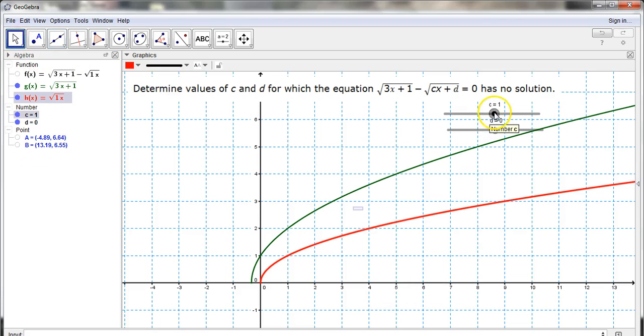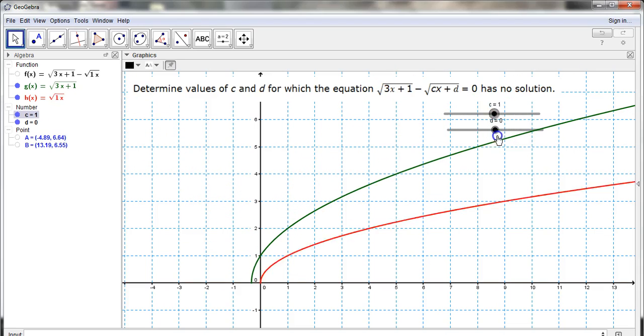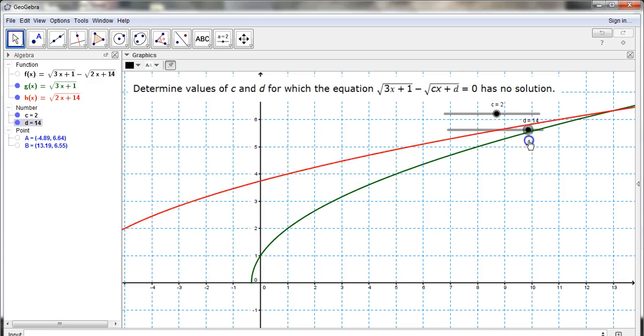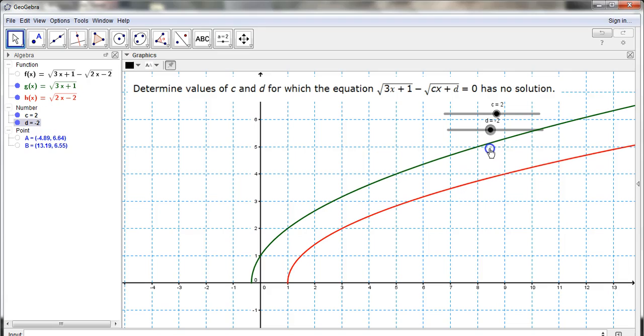So now as I move c and d around, I can see how it affects just that square root function itself. So c is kind of a stretching factor, and when c is negative, the graph flips. And then d, when we move d around, oh, that just translates our graph horizontally.